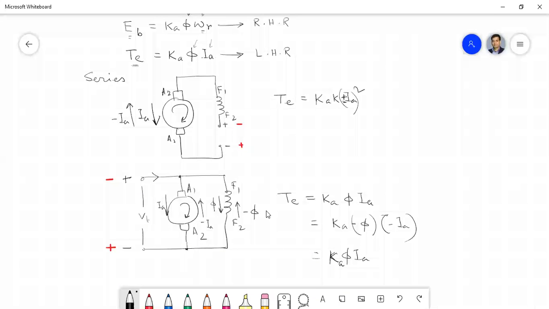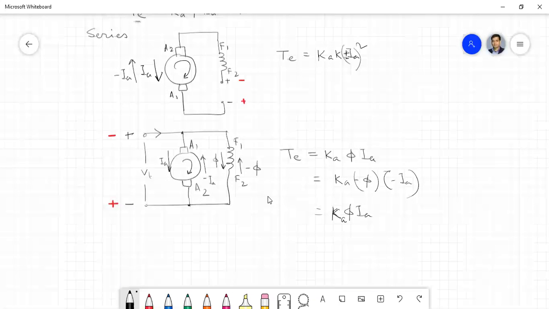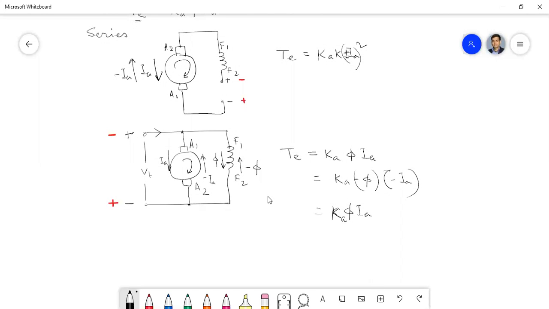Now you may wonder how I will change the direction of rotation. Just by changing either the flux field terminal or the armature terminal.